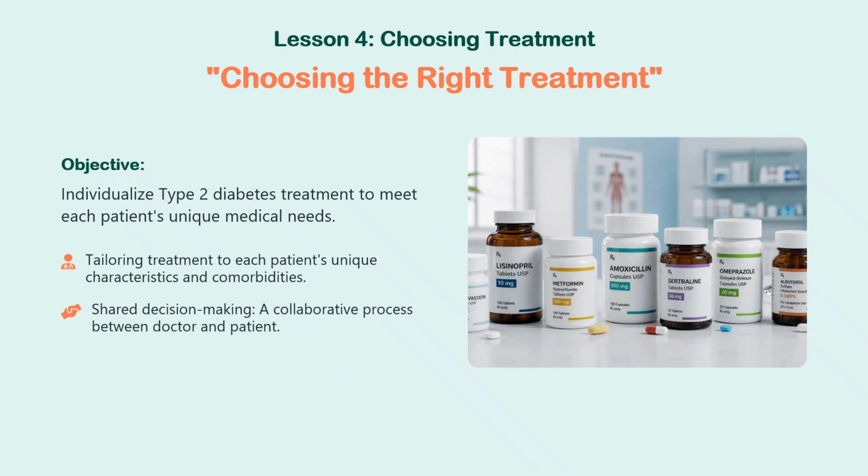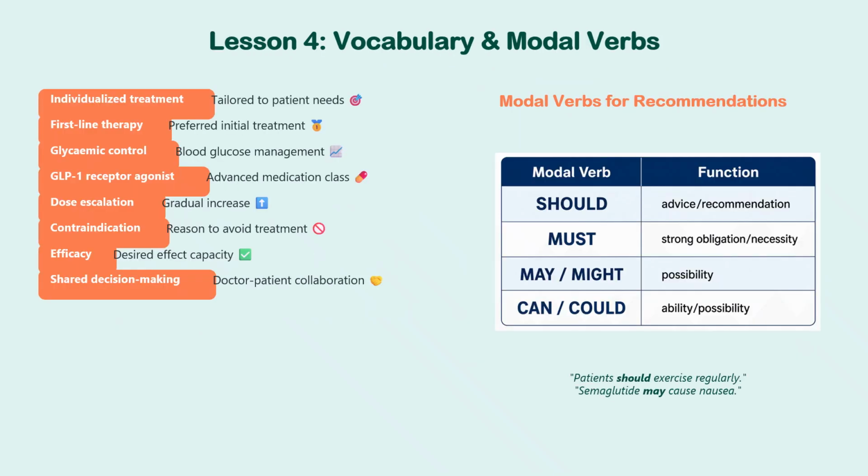Finally, the fourth lesson, choosing the right treatment, highlighted the importance of individualizing type 2 diabetes treatment, taking into account each patient's unique characteristics. Key vocabulary to remember: individualized treatment, a treatment plan designed specifically for one patient's needs. The physician recommended individualized treatment because every patient has different medical needs.